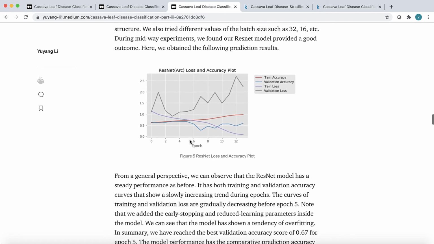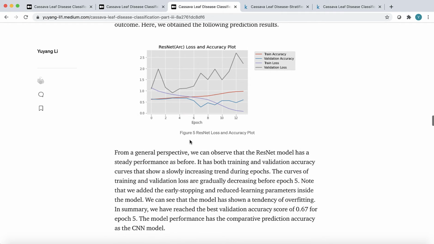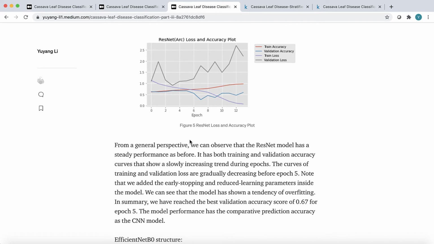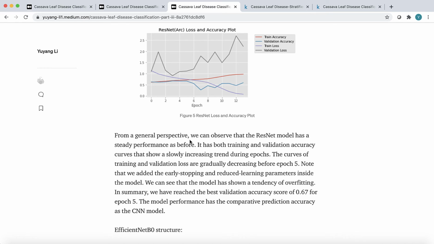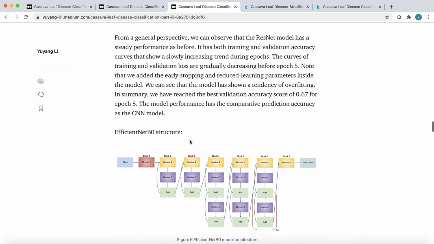The ResNet model has a steady performance as both training and validation accuracy are increasing during epochs, and the losses are decreasing before epoch 5. The model has a slight tendency of overfitting, so we use early stopping and reduce learning parameters inside this model. Overall, the model performance has a comparative prediction accuracy as the CNN model, in which it gives an accuracy score of 0.67 for epoch 5.